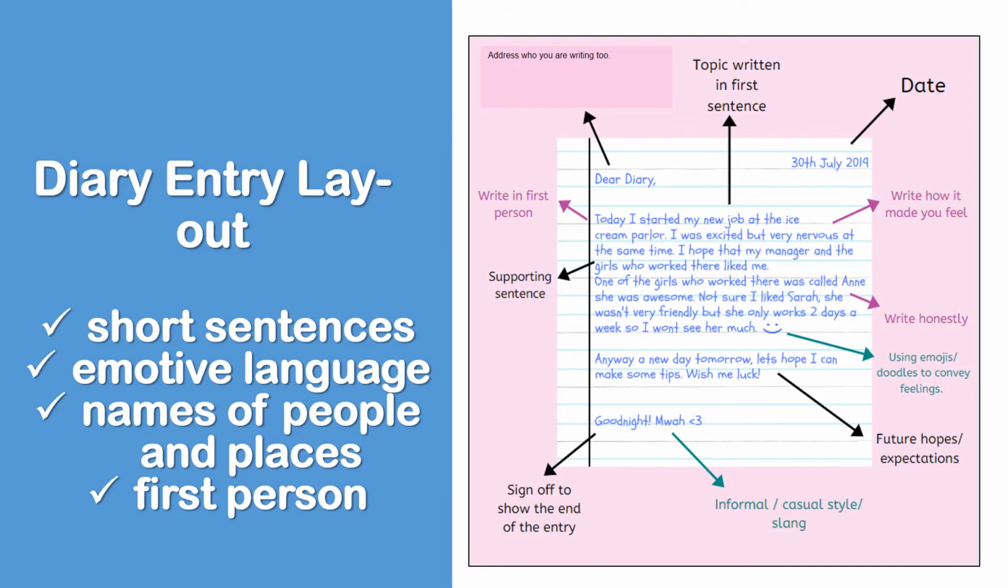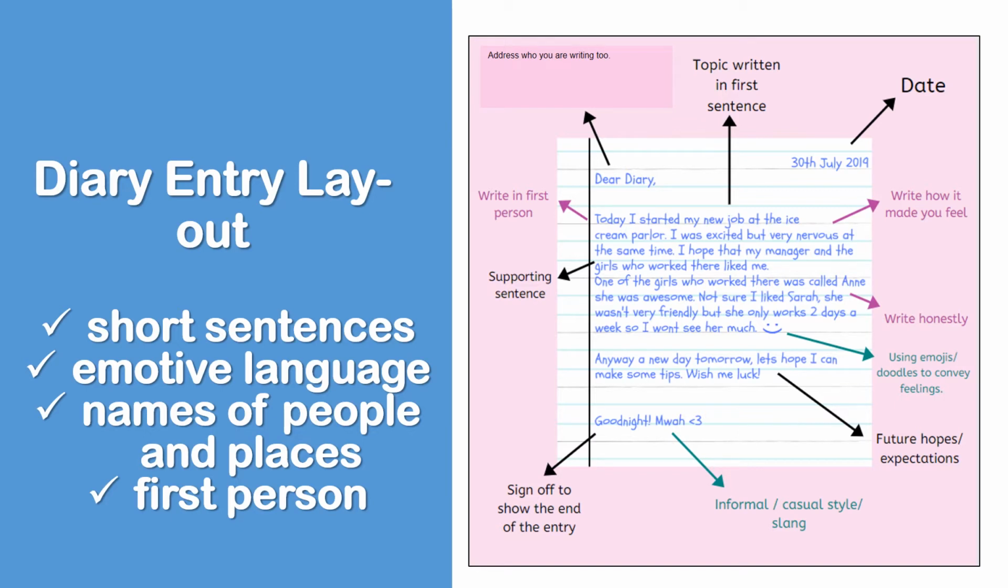You may write in your diary how you felt about something, and you have to be honest. One of the girls who worked there was called Anne. She was awesome. Not sure I liked Sarah. She wasn't very friendly, but she only works 2 days a week, so I won't see her much. You may use emojis or doodles to convey feelings. And then after the topic sentence, you add supporting sentences.